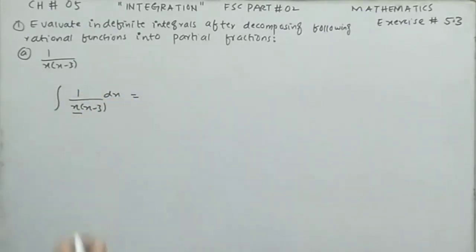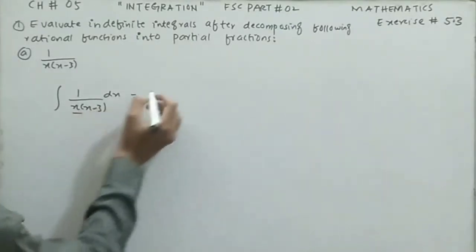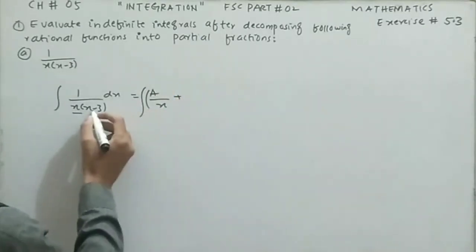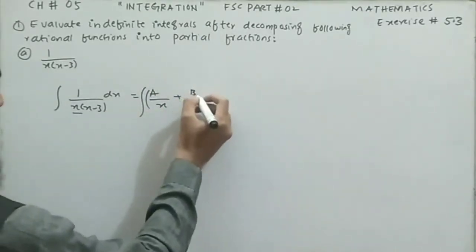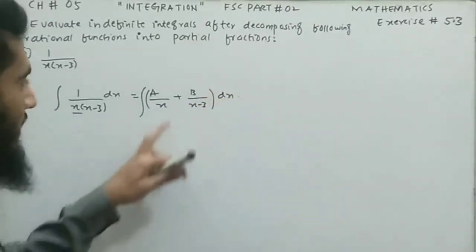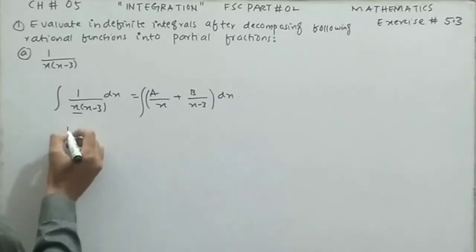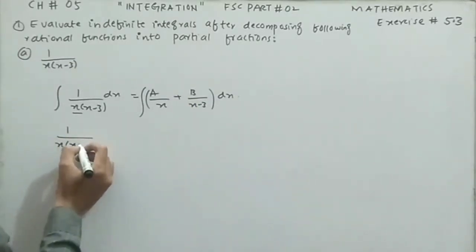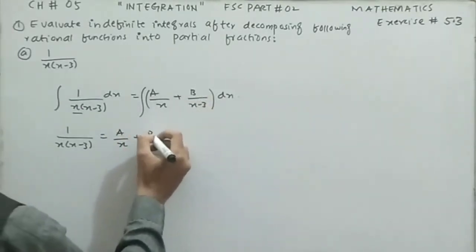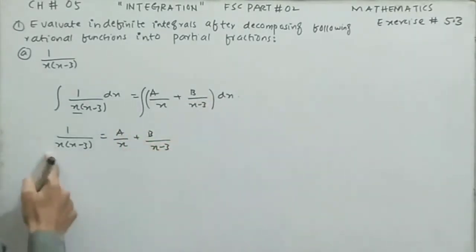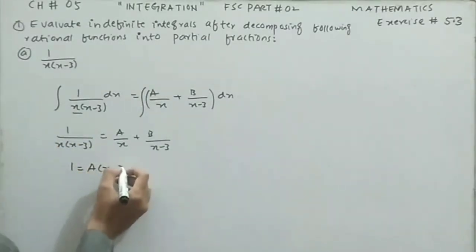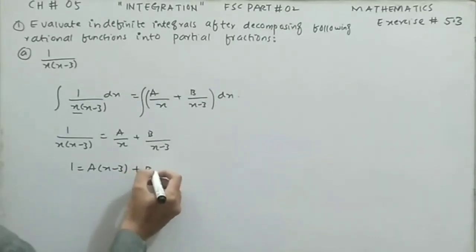Now x is actually a linear factor because the highest power is 1. So we'll write a single constant a divided by x plus, and x minus 3 is also a linear factor, so we'll write another constant b divided by x minus 3 into dx. Now first we are going to find the values of a and b. So using the partial fraction method, 1 over x into x minus 3 is equal to a divided by x plus b divided by x minus 3. Multiply x into x minus 3 to both sides. So on this side we are left with 1, and on this side we are left with a into x minus 3 plus b into x.